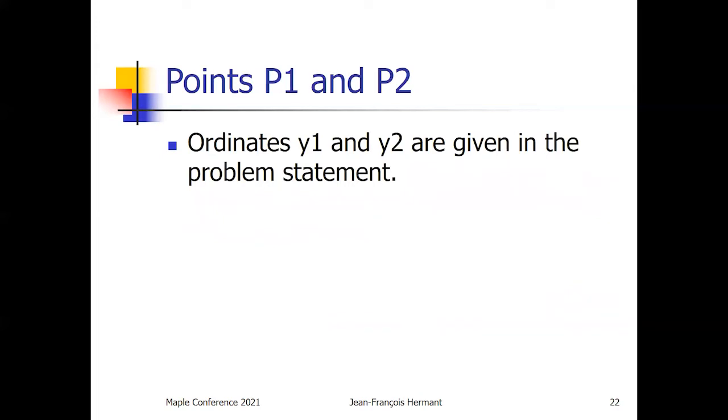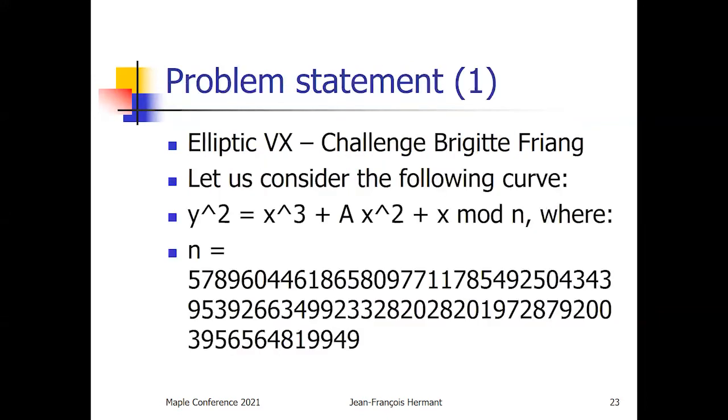So y1 and y2 are given in the problem statement. Now we will have to compute x1 and x2, and from these values, we will be able to compute the key to decipher the file. So the problem statement is the following. The problem is called Elliptic VX. It's part of the challenge Brigitte Friand.